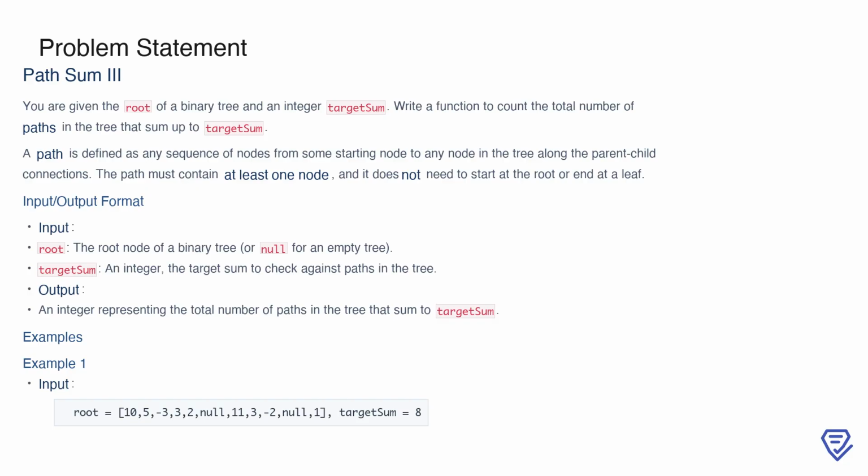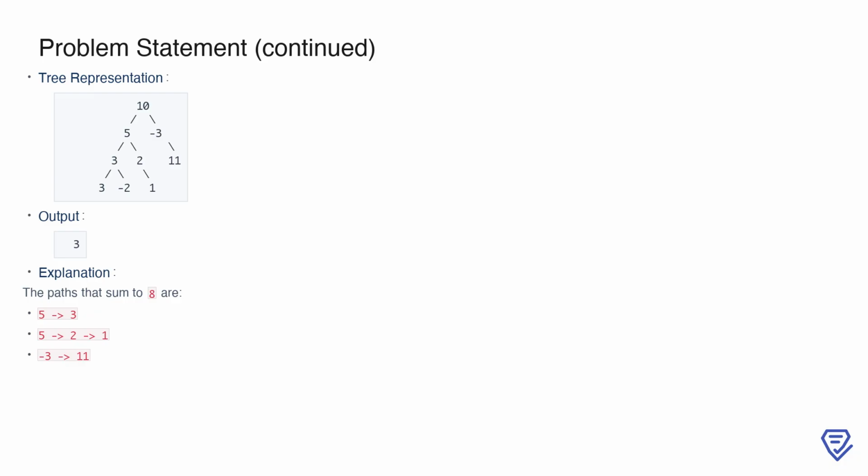The root represents the starting point of the tree, and the target sum is the value we are checking for. The output will be the total count of such paths in the tree that satisfy this condition. For example, if the tree is empty, the result would naturally be 0 since there are no paths to evaluate. Let's look at an example to better understand the problem.